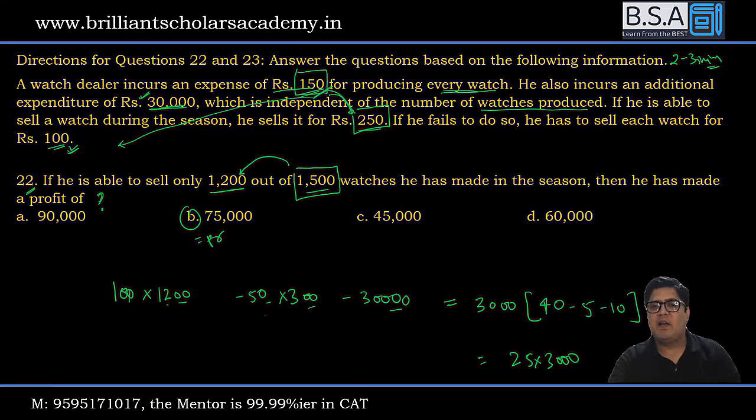Are you able to understand why rupees 150 does not matter in the final calculation? Why am I not multiplying 150 with total watches? I've already performed SP minus CP. If SP minus CP is positive, it is a profit: 100 rupees profit when you sell in the season, and 50 rupees loss when you sell it outside season. What is 30,000? That is your additional cost, it is fixed.